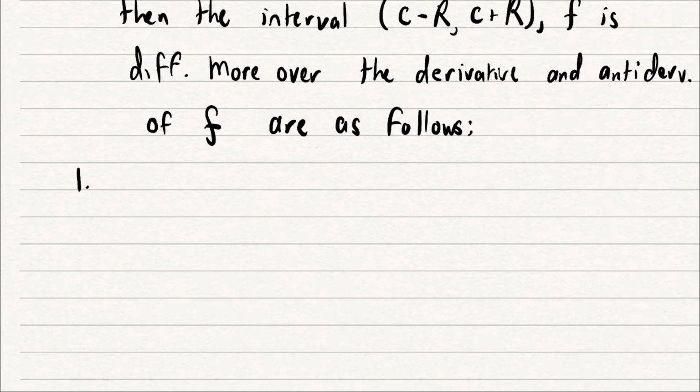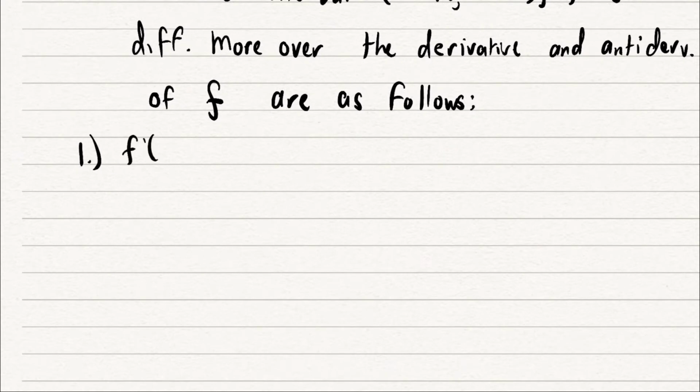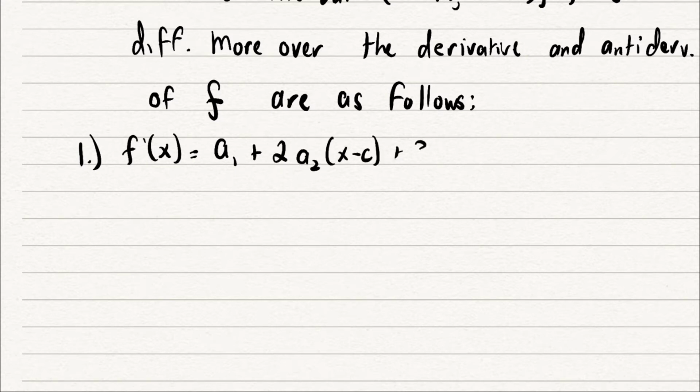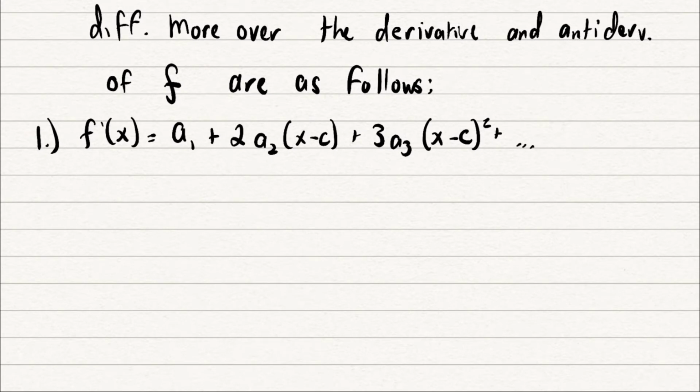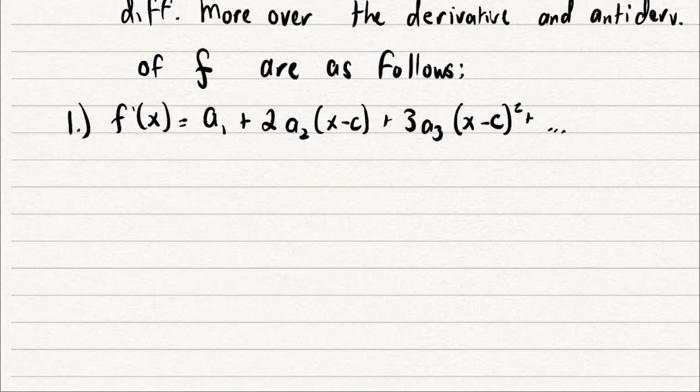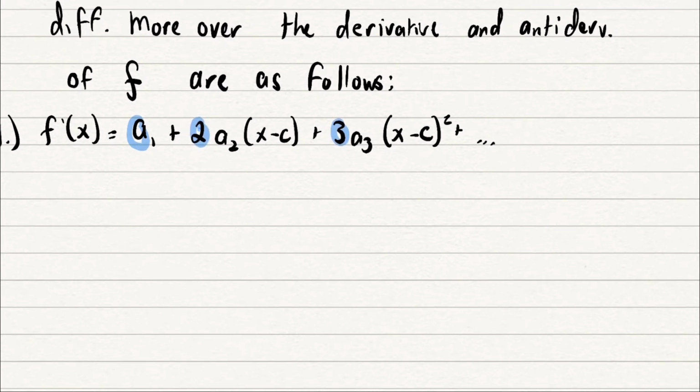Number 1, f prime of x is going to be equal to a sub 1 plus 2a sub 2 (x minus c) plus 3a sub 3 (x minus c) to the second power plus dot dot dot. Now we can see a pattern happening here. If we take a derivative of the original function, we know that the exponent brings the constant down in front, just like we see here. The constant for x minus c would just be a sub 1, then 2, 3, and so forth. So we end up getting the following summation.